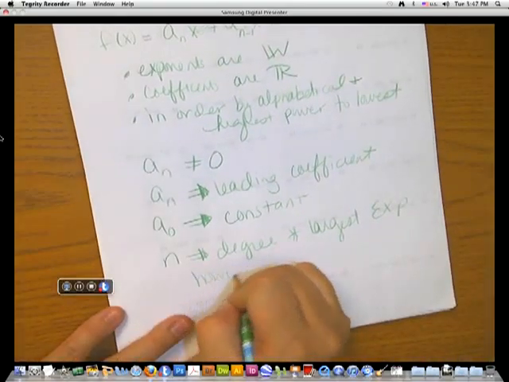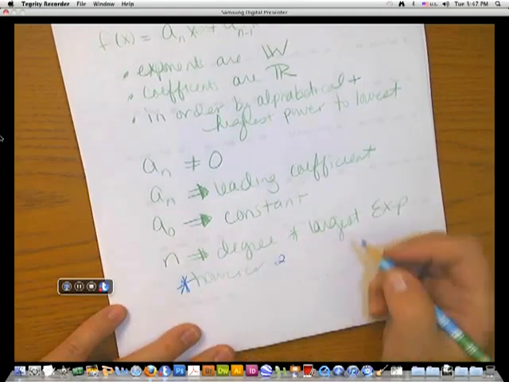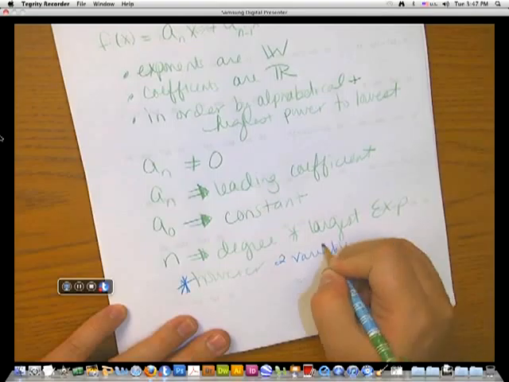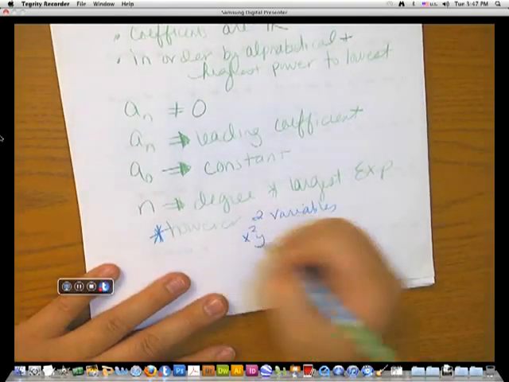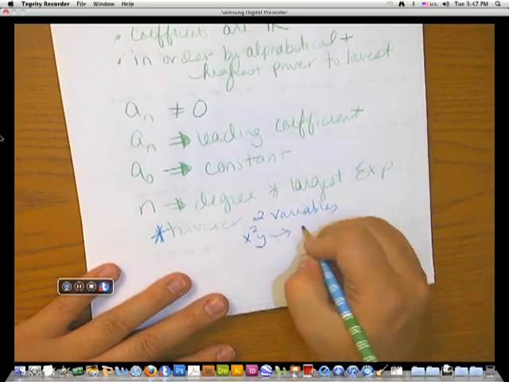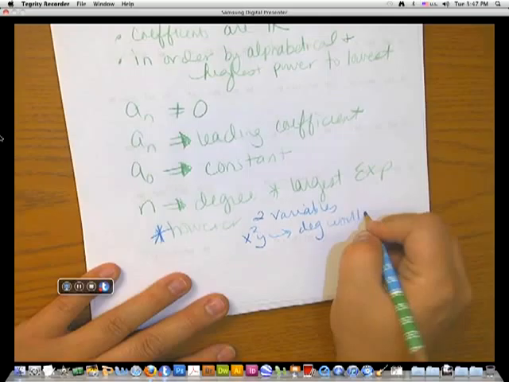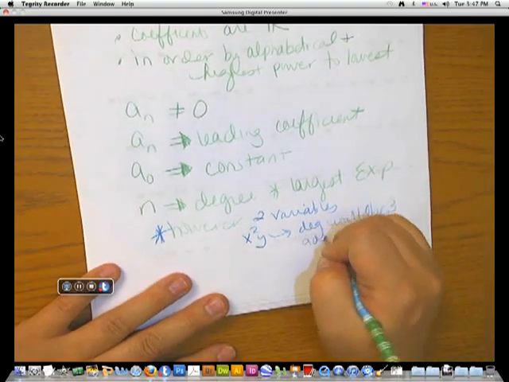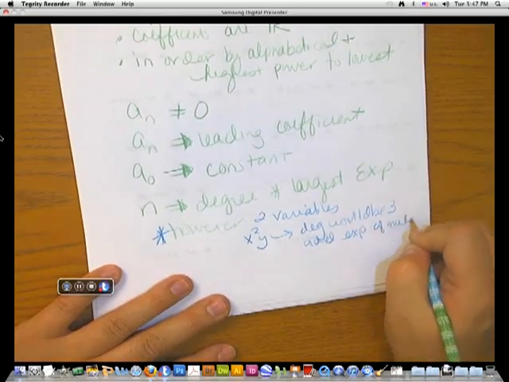However, and this is something to take note of, if you have two variables, such as x squared y, the degree would be 3, because you add exponents of multiplied letters.